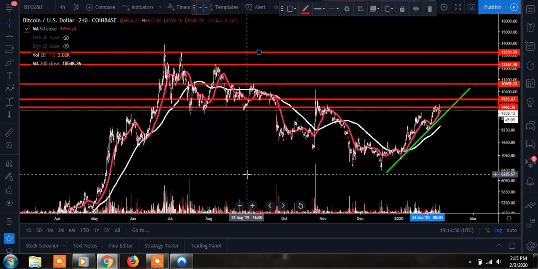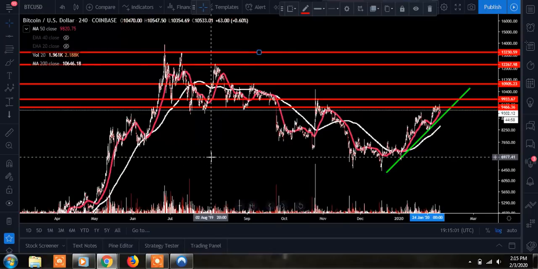And this is what we have to do. You have to look at these areas as breaking through them and then finding support on them. Market needs to breathe, and then you have to break through the next one, then find support, and that's how an uptrend happens. So that's what I'm looking at here, guys.